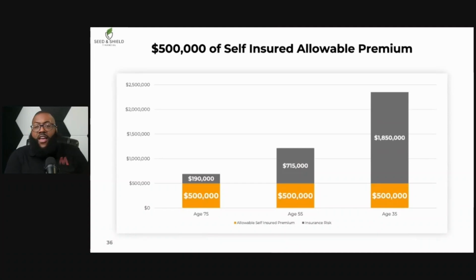Now let's look at, across the board, each person at 35, 55, and 75 having $500,000 to move into an IUL. The person that is 75 years old has the $500,000. What would happen is, once they are self-insured, the insurance risk would only be $190,000. So this is just a reverse way to look at it. This 55-year-old would be able to get an additional $715,000 of protection from the insurance company.